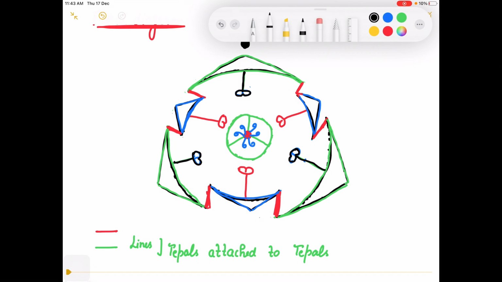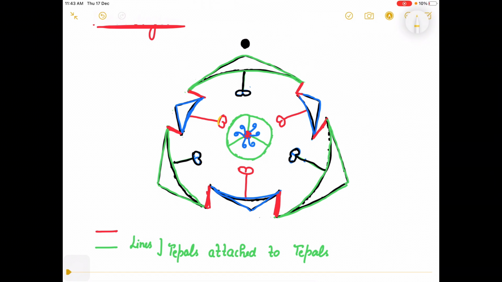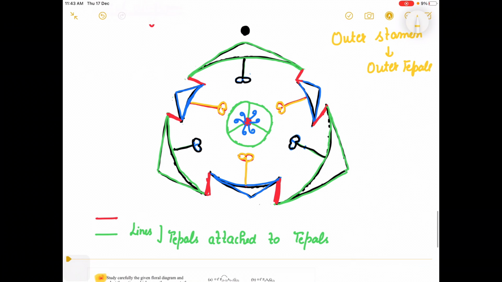Now make the inner stamens. Here you can see I am making the inner ones, and they will attach to the inner tepals. Always remember, outer stamens have to be attached with outer tepals. Inner stamens have to be attached with inner tepals. Fine.